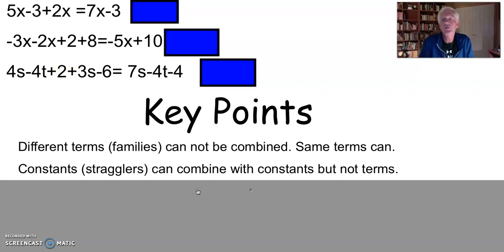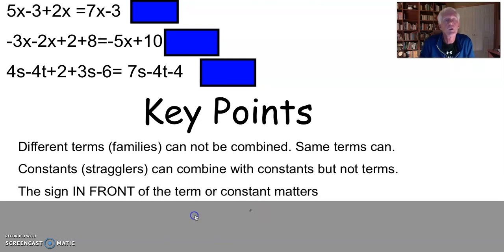Next key point, the constants, stragglers for the last time. The constants can combine with constants, but not terms. Constants can go together, but not terms. The sign in front of the term or constant matters. Look at the sign in front. This minus sign is in front of the 4t. This minus sign is in front of the 3x. That matters. These three are where the biggest mistakes or misconceptions will happen, particularly the negative number stuff.